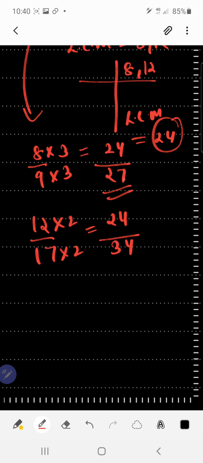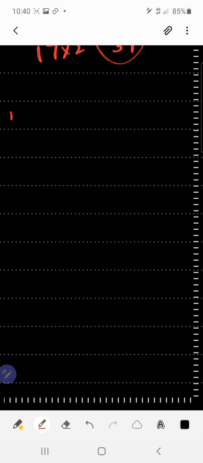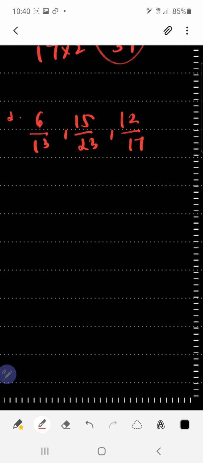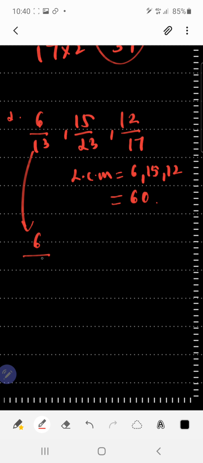So in that way I got my numerators same. Can you see 24 on both the fractions? Yes. In that we have second, we have 6 upon 13, 15 upon 23, 12 upon 17, and you have to equate the numerators. So you will take LCM of what? 6, 15 and 12. You will get the LCM as 60. So you have to make each equation's numerator as 60.